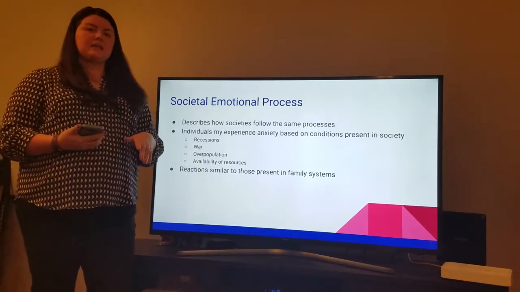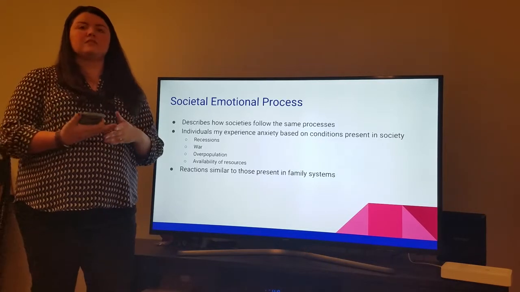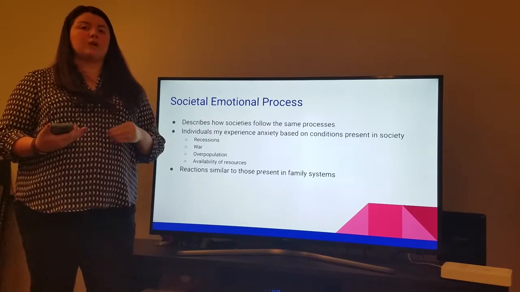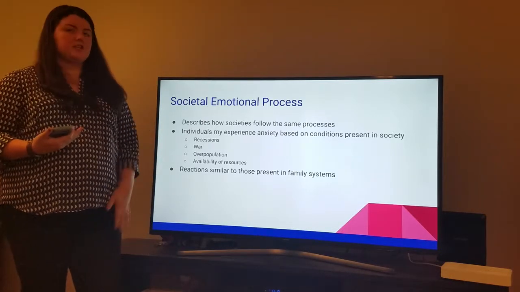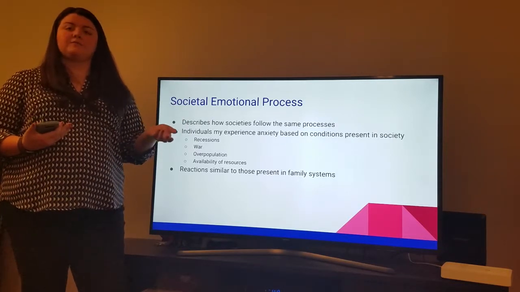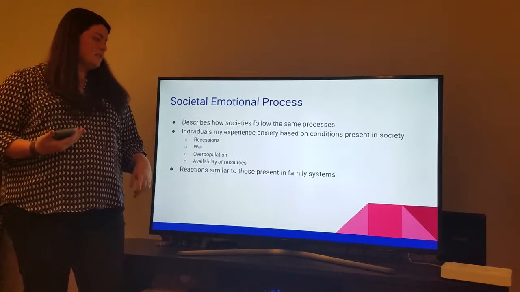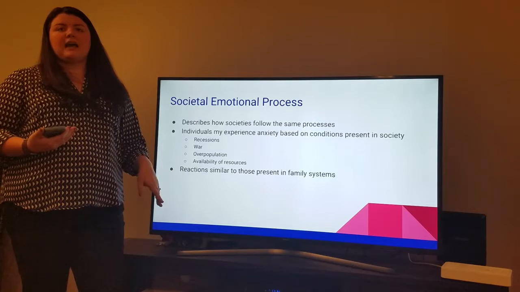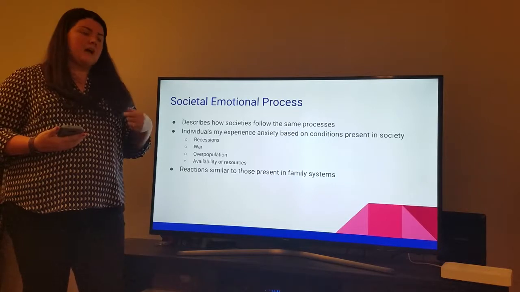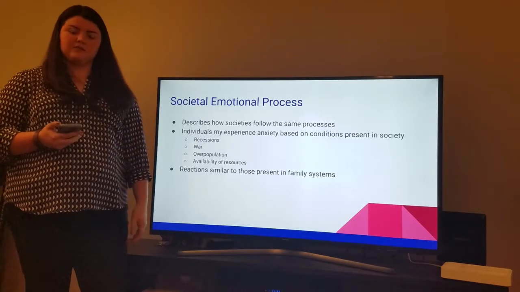The societal emotional process. This is the idea that whatever we see in the family unit can happen in society, and it happens the same way. Just like we see issues, tension and anxiety in the family system, we see war, regression, overpopulation and lack of available resources. How we deal with our family concerns is the same way we have to deal with societal processes. This is important because Bowen realized that how people respond to their family systems is the same way they respond to their societal systems. It's important to fix as much as possible, even though you can't always avoid the societal concerns.